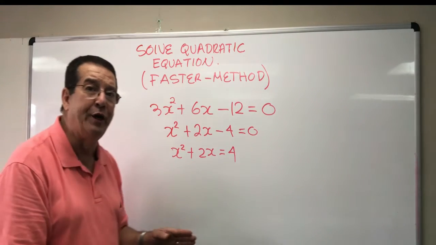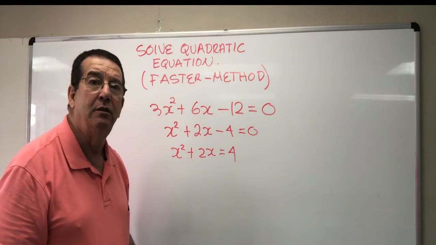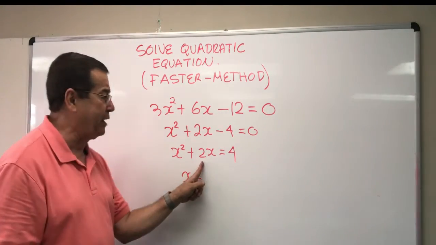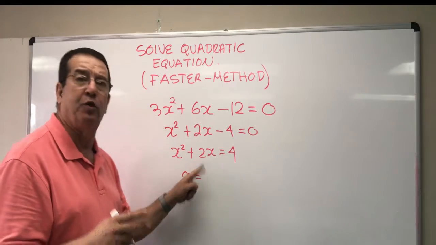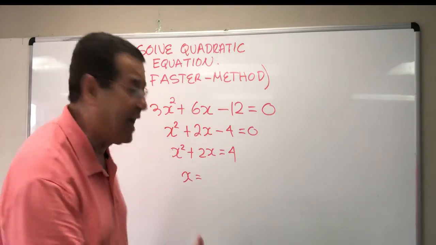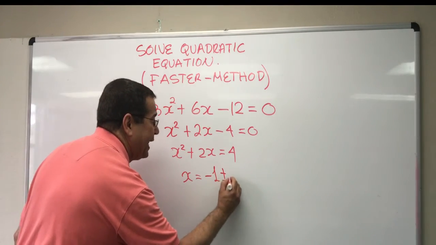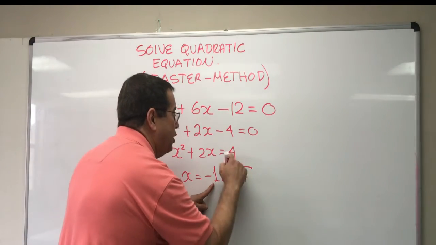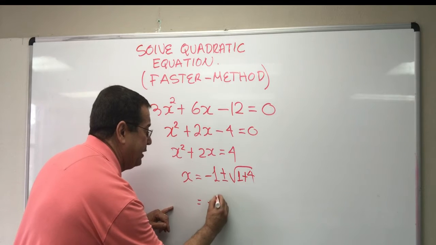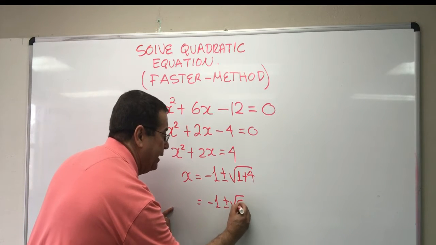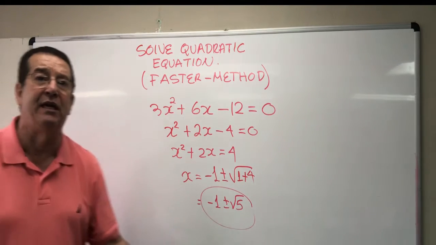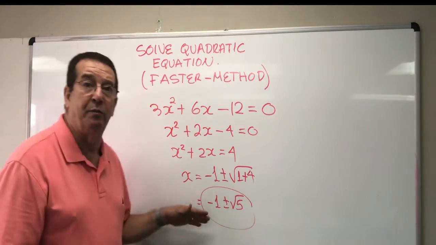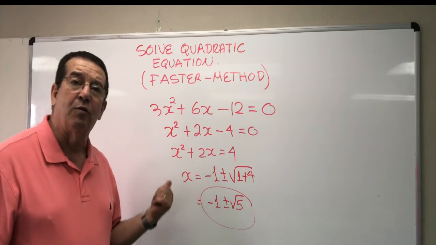And now you can go directly to the solution. What you're going to do is x is equal to. Remember, you divide the coefficient by 2. Positive 2 divided by 2 is 1. You change the sign, it's negative 1, positive and negative square root. And this number squared is 1, plus this number is 4. And you finish. Now it's negative 1 plus and minus square root 5. And you have the two solutions very fast and very easy. It's not complicated. I don't know why students find it complicated to solve this quadratic equation.